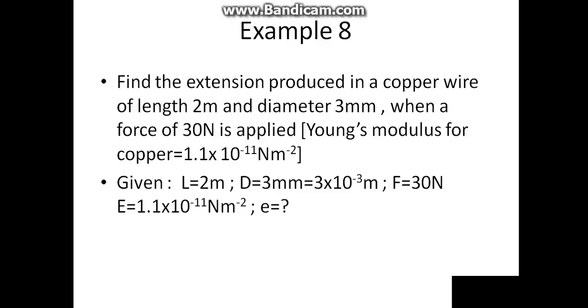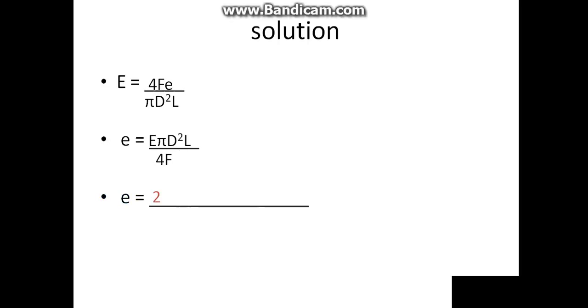The extension e is unknown. Solution. E is equal to 4Fe all over pi D squared L, so small e is equal to 4 capital F L all over capital E pi D squared. Small e is equal to 4 times 30 times 2 all over pi times (3 times 10 raised to the power minus 3) squared times 1.1 times 10 raised to the power 11.